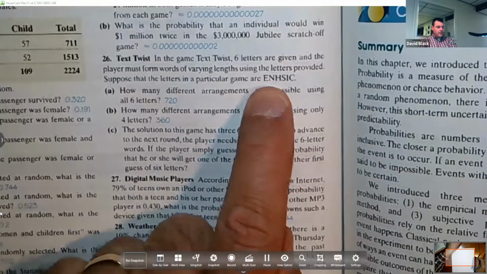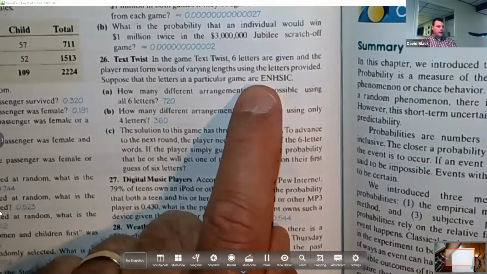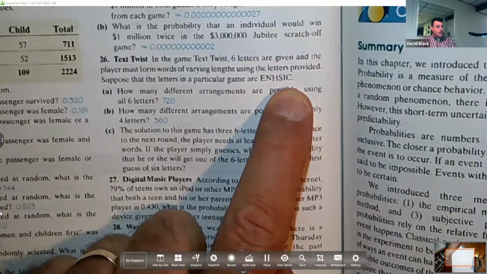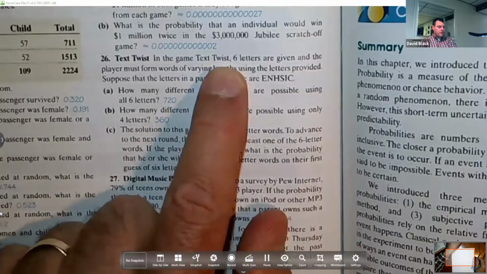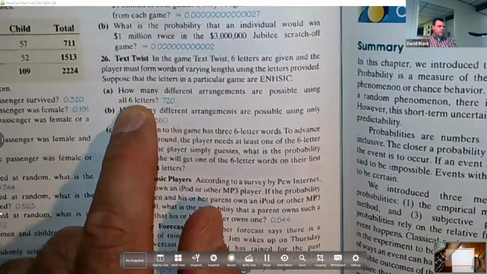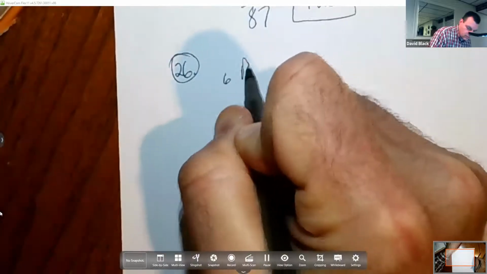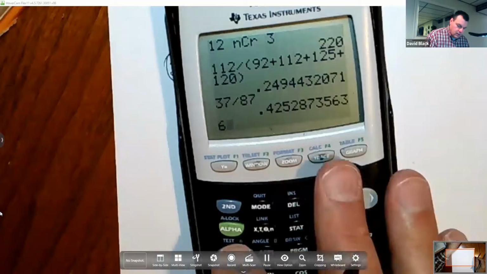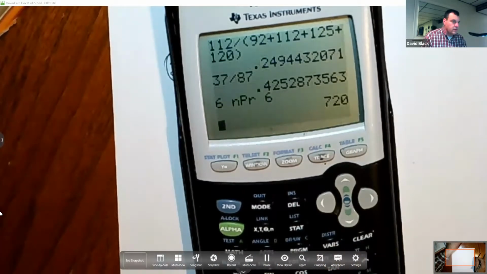So if I had E-N-H-S-I-C, that's a different arrangement than if I had N-E-H-S-I-C. So order does matter, so this would be a permutation. And I'm choosing from 6, and I'm choosing all 6. So punch in a permutation 6, 6, and see if you get 720 or not. 6 math permutation 6 is 720.